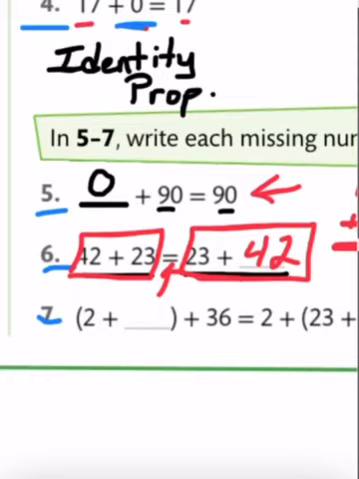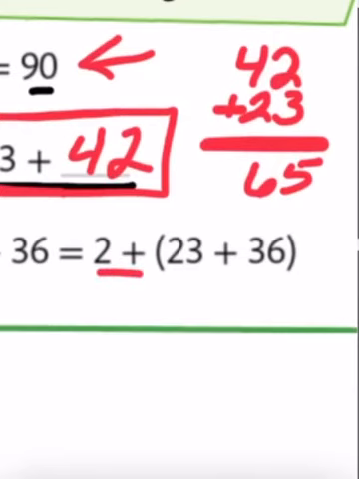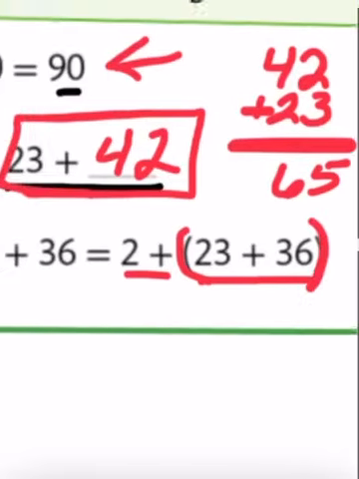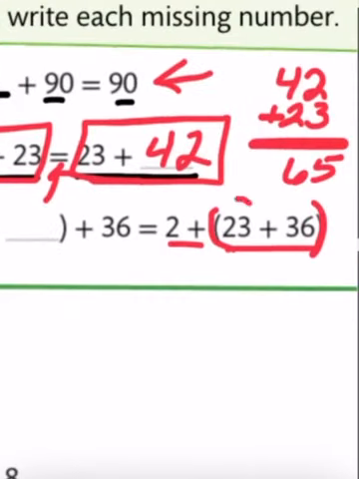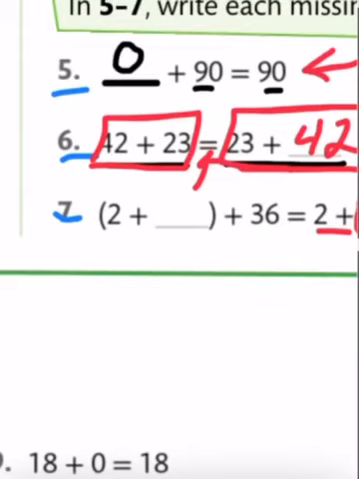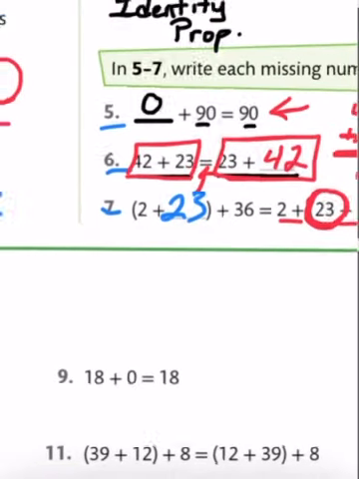And finally, we have number 7. 2 plus something plus 36 equals 2 plus 23 plus 36. Notice here they have grouped them, 23 and 36 together. Over here, we're going to group 2 and 23 together. We're using the associative property, our grouping property.